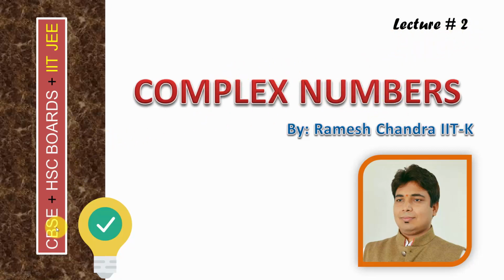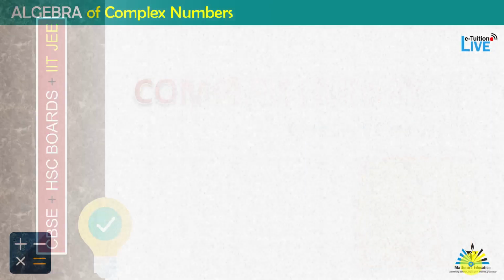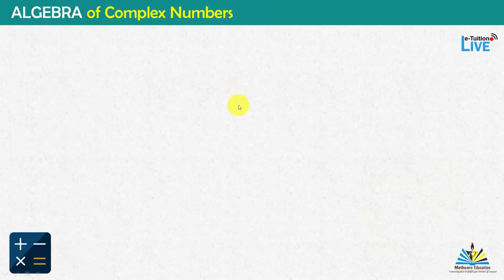This is useful for CBSE and HSC board as well as the students who are preparing for IIT JEE Main and Advanced. So let's start with the algebra of complex numbers. As we know, algebra is the addition, subtraction, multiplication and division. So here we will learn how to add, subtract, multiply and divide two complex numbers.